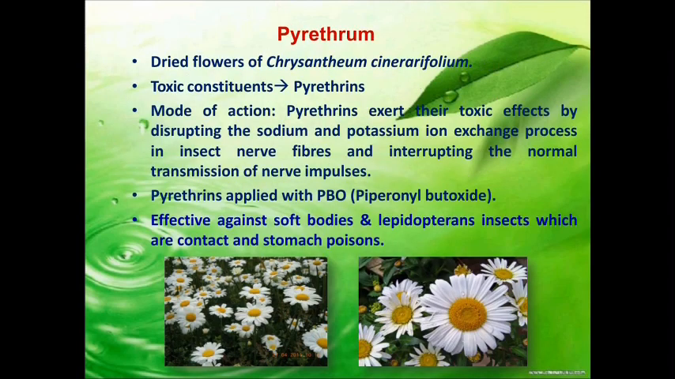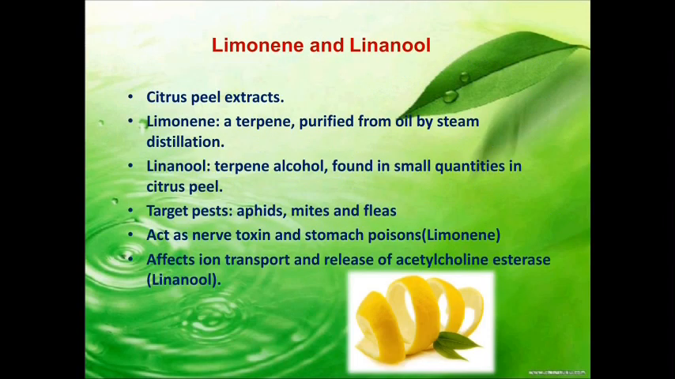Next one is pyrethrum. It is derived from chrysanthemum flowers, and the active ingredient present is pyrethrins, and the mode of action of the pyrethrins is that they exert their toxic effect by disrupting the sodium and potassium ion exchange process in insect nerve fibers and interrupting the normal transmission of nerve impulses. Okay, and pyrethrins are applied with piperonyl butoxide. Then it is very effective against soft-bodied insects and Lepidopteran insects also.